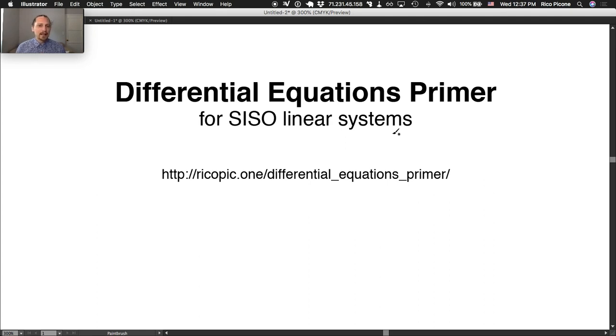This is actually intended not so much as a replacement for a course in differential equations, or even something to do before differential equations courses. It is in fact something that I envision people using to refresh themselves on differential equations before they enter their upper division engineering courses.